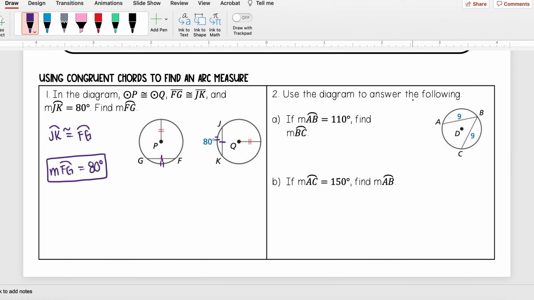Okay, number 2 says use the diagram to answer the following. First it says if the measure of arc AB is 110 degrees, we'll go ahead and mark that in here. Find the measure of arc BC. I know from my theorem that if the chords are congruent, then the arcs are congruent. I see that chord AB and chord BC are both equal to 9, so that means that they are, in fact, congruent. So arc AB is congruent to arc BC, which means the measure of BC is also equal to 110 degrees.